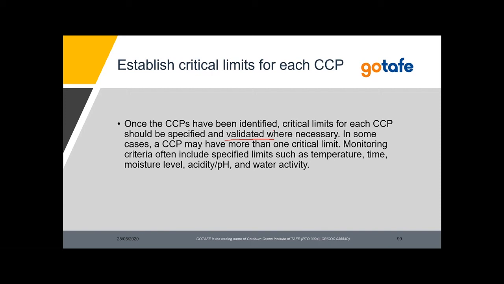But in some cases, a CCP may have more than 1 critical limit, like time and temperature. Monitoring criteria often include specified limits such as temperature, time, and moisture level could be another one. Moisture level is directly related to the water activity of your product. And also acidity, pH. Of course, pH could be a critical control point for yogurt production, and also there's water activity here.